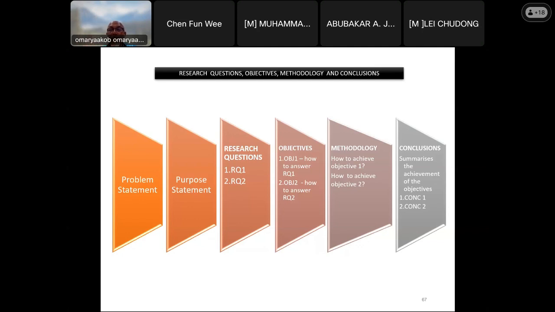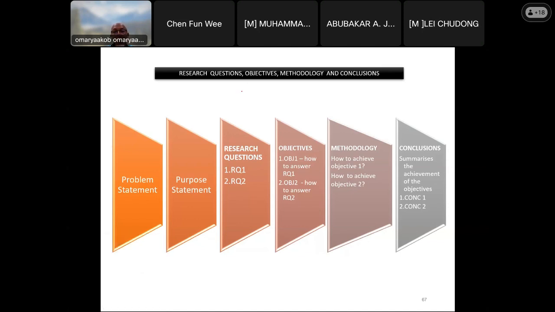So his objective becomes how to answer research question 1 and how to answer research question 2. And then he makes the methodology based on how to achieve the objectives. So these three are very much related.